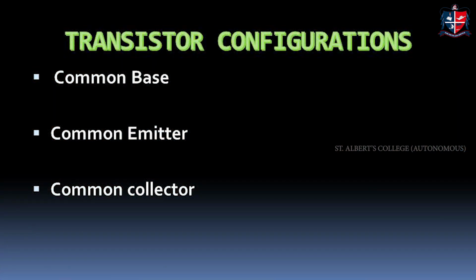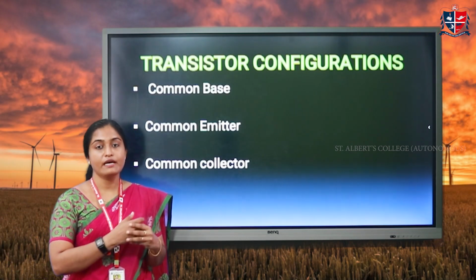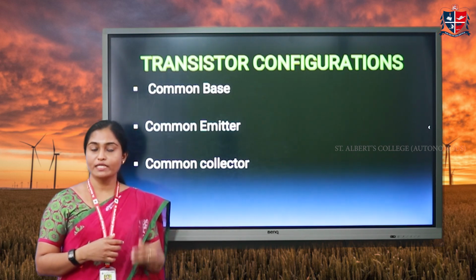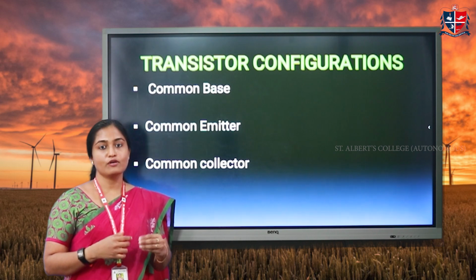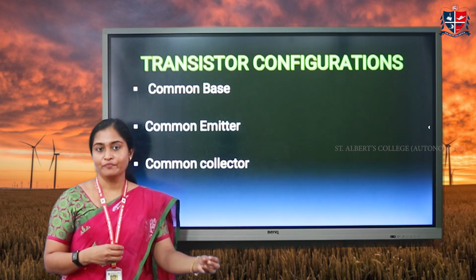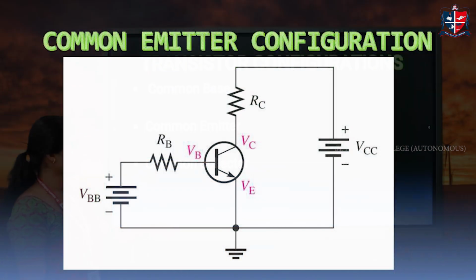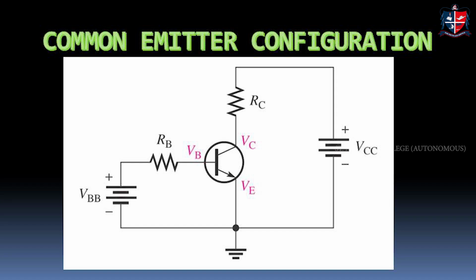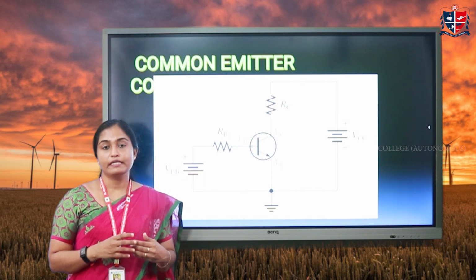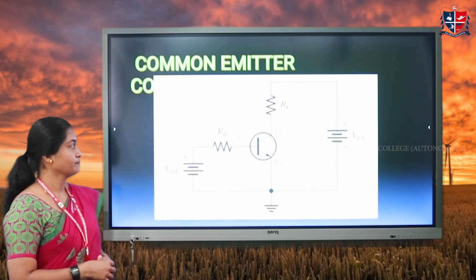As we have three terminals in a transistor, we can have three different configurations: common emitter, common base, and common collector. In a common base configuration, the base is common to both emitter and collector. Similarly for the other two types of configurations. We will see the common emitter configuration, which is commonly used in the amplification applications of a transistor.